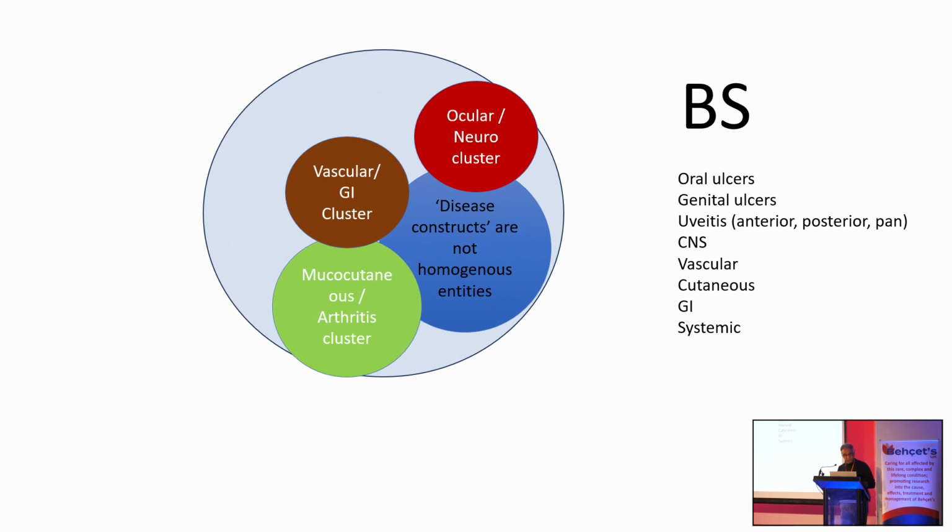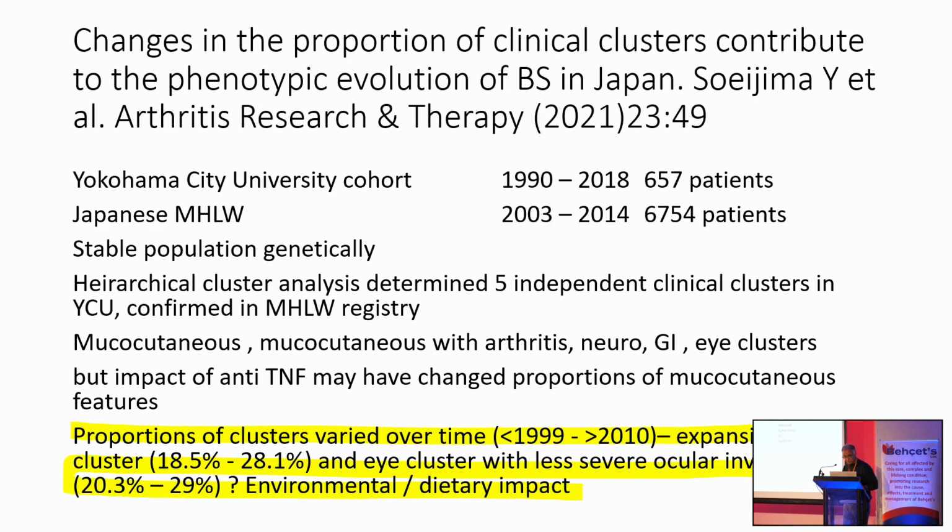So, for example, more patients get mucocutaneous symptoms, mouth ulcers, genital ulcers, and arthritis, and lumps on the legs called erythema nodosum, and that's much more common in women than it is in men. Then there's a vascular and a GI cluster, and an ocular and a neuro cluster. So why do these things go together like that? And we really don't truly understand the mechanism for that.